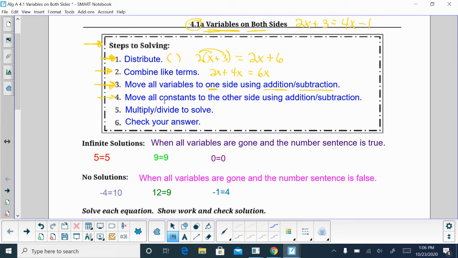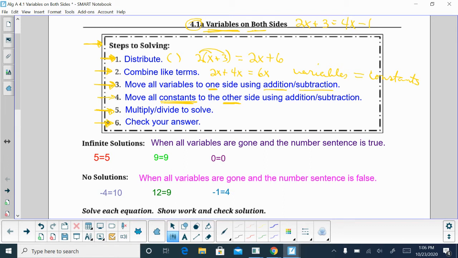Then move all our constants, so nothing with letters, all the numbers, no letters, to the other side of the equal sign. So we're going to have variables on one side. Try to write this out kind of neat. Variables on one side, constants or those numbers on the other side. Then we multiply or divide. And finally, check our answer.